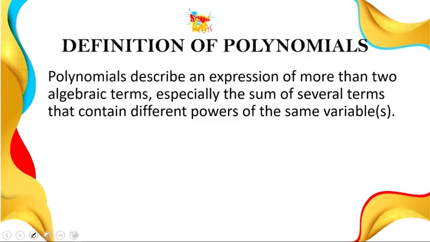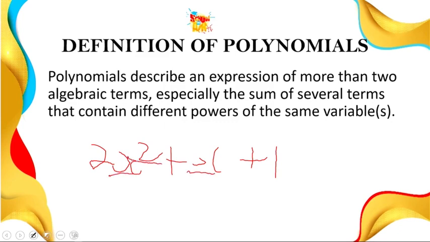Definition of polynomials. Polynomials describe an expression of two or more algebraic terms, especially the sum of several terms that contain different powers of the same variables. For example, when we have 2x squared plus x plus 1. So this is a polynomial with three different terms, 2x squared, x, and 1. So for the power, we have variables as x, and the powers as 2, 1, and 0.